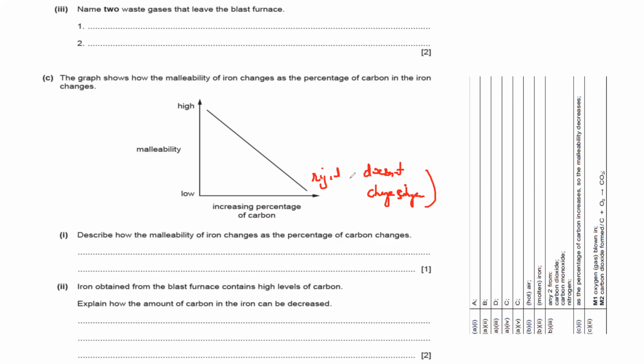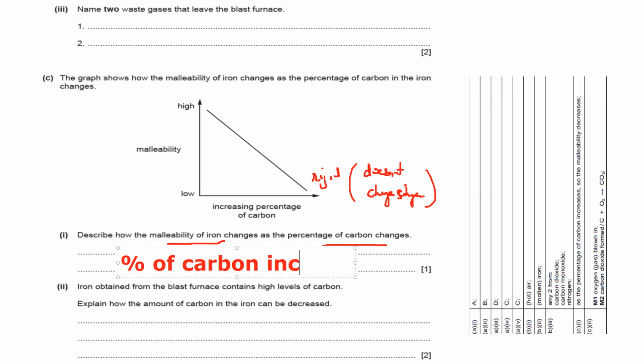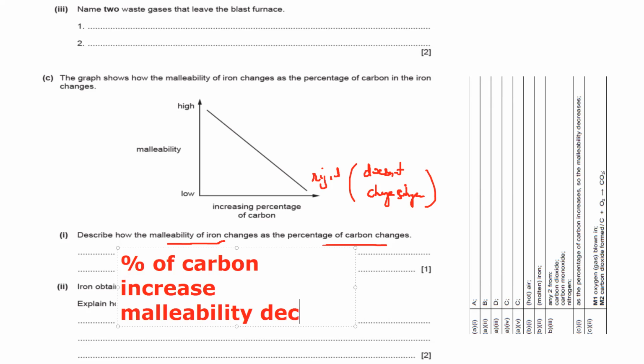So less malleable means it does not change its shape. Describe how the malleability of the iron changes as the percentage of the carbon changes. If the percentage of carbon increases, the malleability will decrease. It will become less malleable.